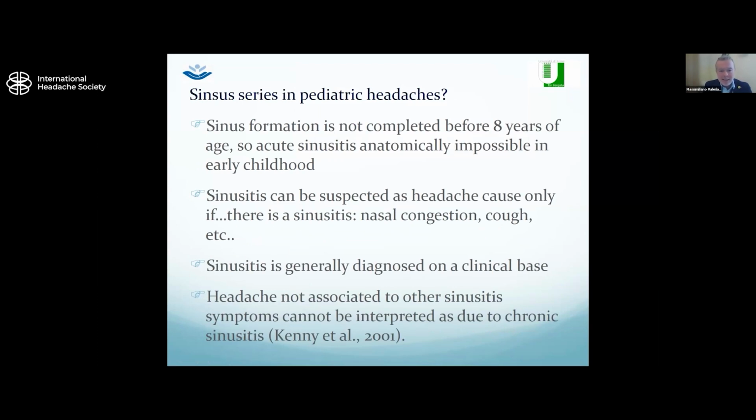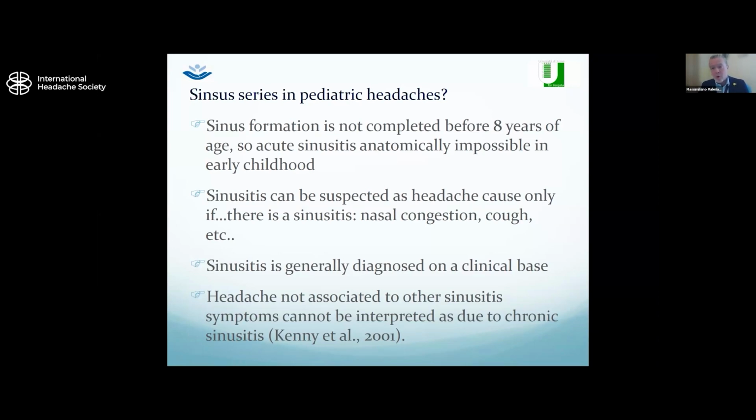X-ray for nasal sinus. The diagnosis of sinusitis is primarily clinical, so we don't need instrumental examination for the diagnosis of sinusitis. And we must consider one important point, because sometimes I see children without cough, without any symptoms of sinusitis, treated with antibiotics just because they have headache. To suspect a headache due to sinusitis, there must be a sinusitis, first of all.